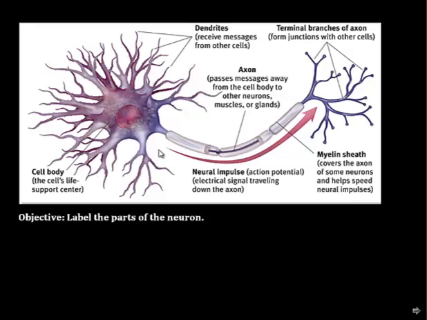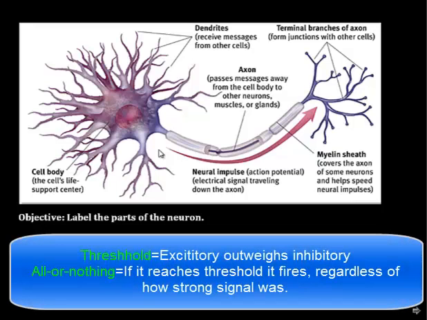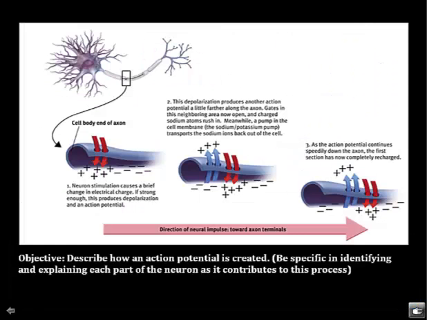Remember that the neuron has to reach what we call threshold in order for that neuron to fire. And once it fires, it's an all or none signal. So if this neuron decides to fire, it will fire at the same speed, the same strength, all of those things, regardless of how much of an excitatory signal it receives.